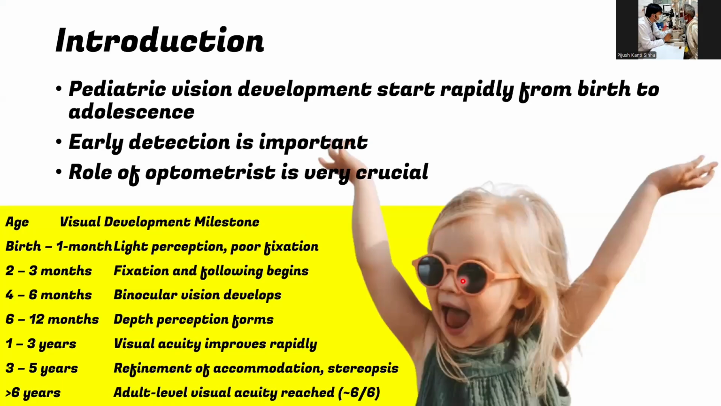Let's start. Pediatric vision development starts very rapidly from birth to adolescence. So early detection of any kind of visual anomaly is very important. And here, our role as optometrists is very crucial.